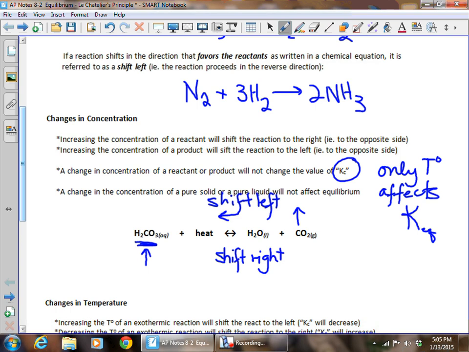And also, if we change the concentration of a pure liquid or a pure solid, it will not affect the equilibrium either. So changing the concentration of water, for instance, in this system will not change the equilibrium. It will not affect the equilibrium at all because it's a pure liquid. So that won't affect anything.